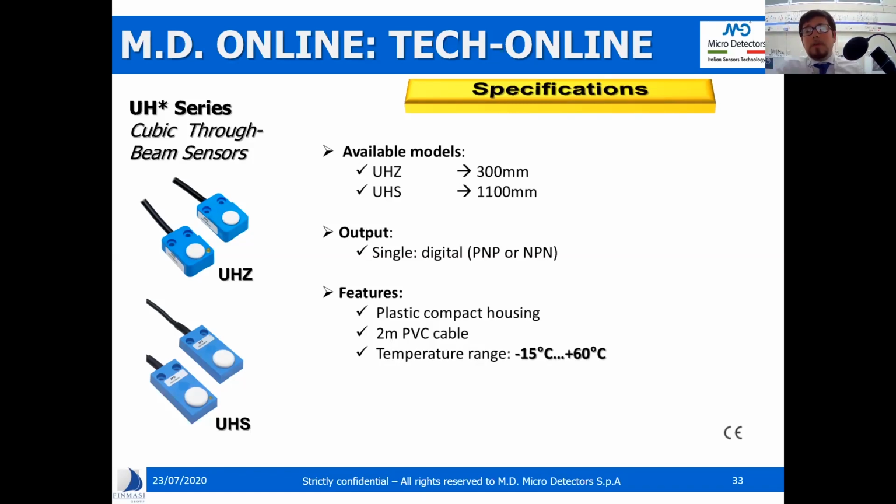In fact, as you can observe here, the two macro models, UHZ, UHS, do not have the blind zone. They work respectively at 300 millimeters and 1100 millimeters. They provide a single digital output, PNP or NPN, and mechanically they have a plastic compact housing, as you can observe in these pictures, with a cable connection.